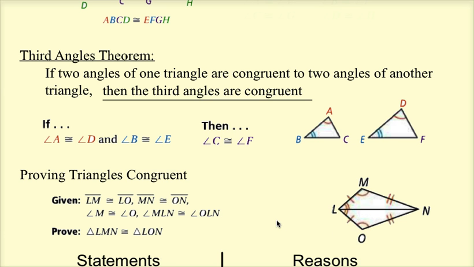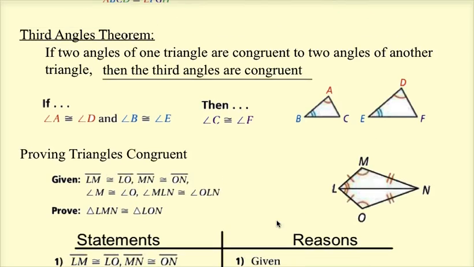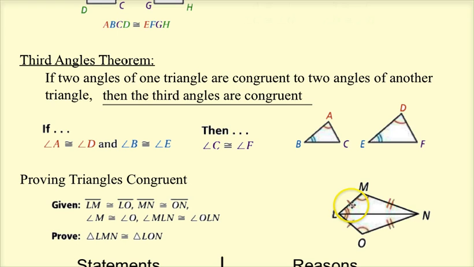Okay, so let's think about it. How many conditions do I need to prove the two triangles are congruent? And how many conditions do I have? Like, how many sides do I have congruent right now? I know that LM and MN are congruent, so that's two sides. And down here I have the corresponding sides LO and ON. So I have two sides. I need the third side, so we've got to think about how am I going to get that third side. And how many angles do I have? I have two angles. I need three angles. How am I going to get that third angle?